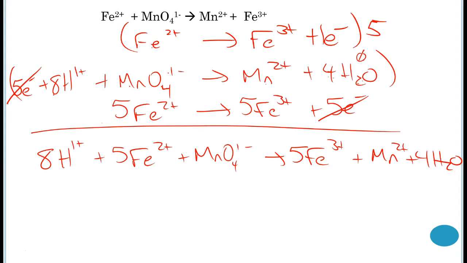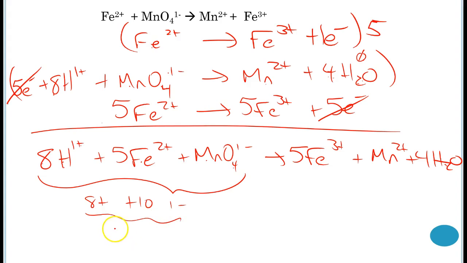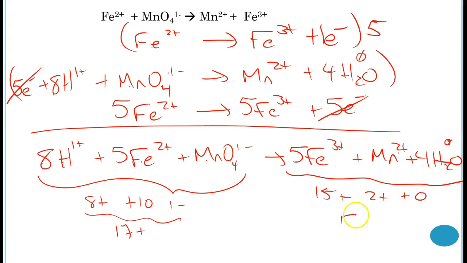That's one thing. Next thing, you want to check your atoms to make sure your atoms are balanced. I have 8 hydrogen atoms, 8 hydrogen atoms, 5 Fe, 1 Mn, 1 Mn, 4 O's, and then 4 times 1 is 4 O's. So my atoms are good. Let's check the total charge. I have positive 8, positive 10, and negative 1. Together, that's positive 17. Over here, 5 times 3 is 15, positive 2, and this is 0, so 17. So it is a balanced redox reaction.